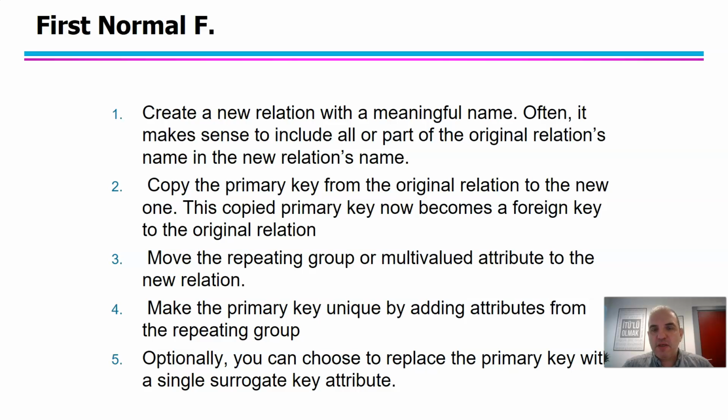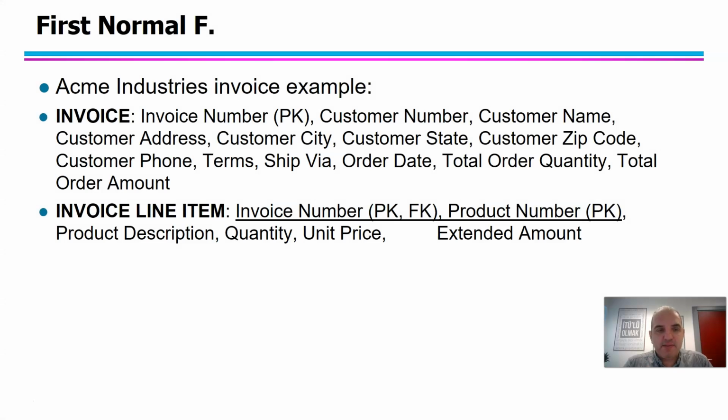Second, copy the primary key from the original relation to the new one. This copied primary key now becomes a foreign key for the original relation. Third, move the repeating group or multi-valued attribute to the new relation. Fourth, make the primary key unique by adding attributes from the repeating group. Fifth, optional, you can choose to replace the primary key with a single surrogate key. So when we read them like this, it may not be so meaningful. So let's apply it.